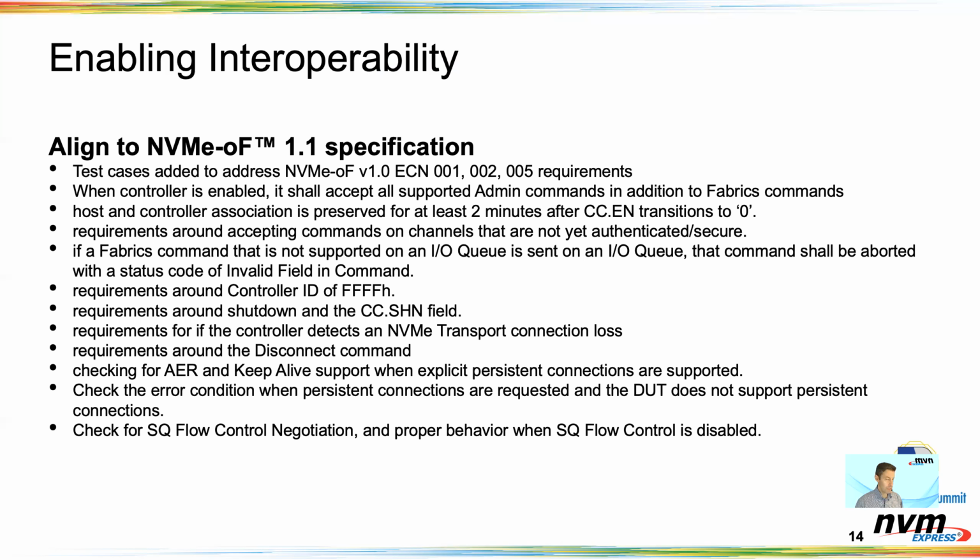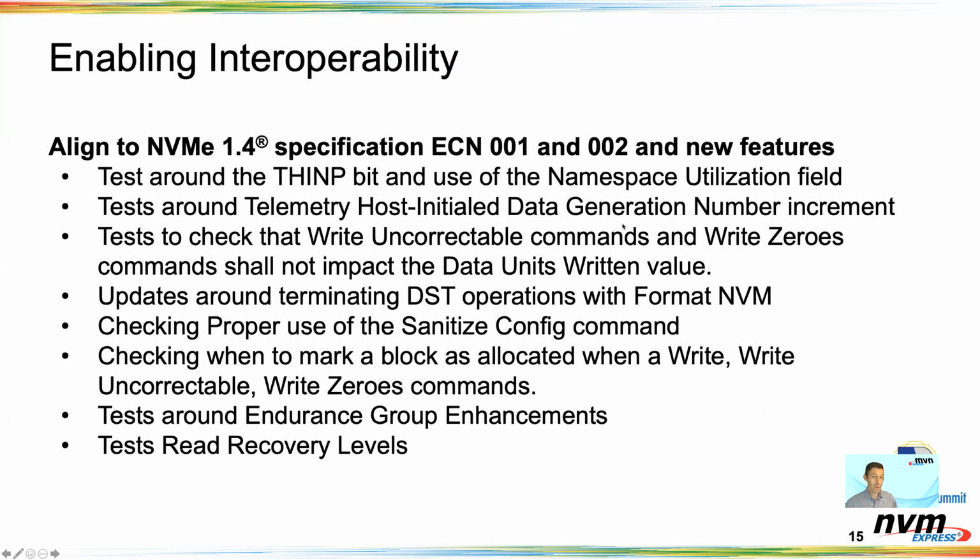So keep alive, of course, is kind of like this heartbeat command that gets sent to say, hey, yes, this fabrics connection over the network is still alive. But there's some special cases there when explicit persistent connections are supported. So we added some test cases for that. And then what to do if a persistent connection is requested, but the device doesn't support it. How do we handle that? And some other tests as well. Again, these are a high-level review of some of the test cases. If you're interested in any one of those features in particular, any of those test cases, definitely dig into the test plan.